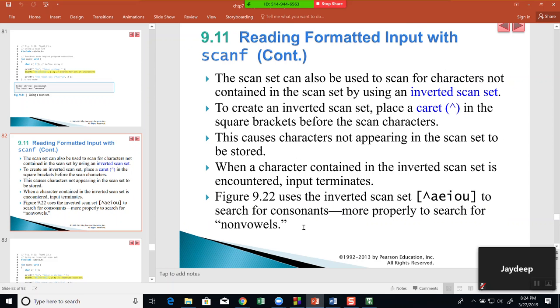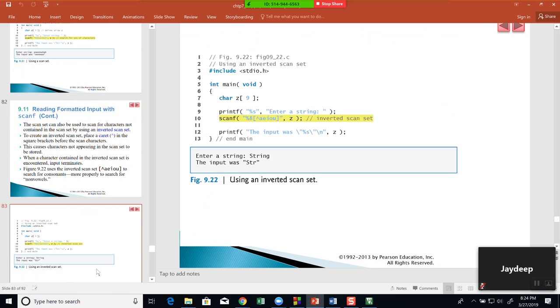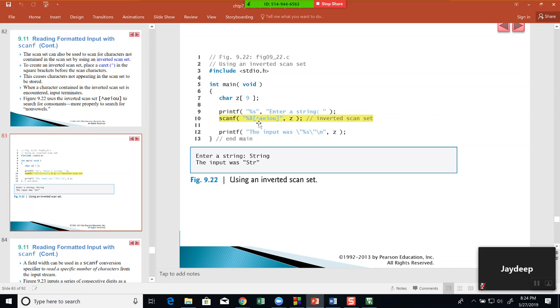Scan set can also be used to scan for characters not contained by the inverted scan set. To create an inverted scan set, place a caret in the square brackets before the scan characters. And they give the example here where we put that in there. And so when it prints string, when it runs across an I, that's one you can't have, and so it just prints str.